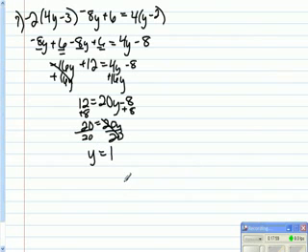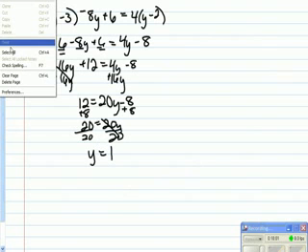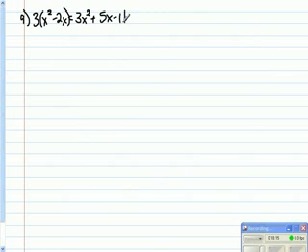Alright. Moving on to number 9. 3 times x squared minus 2x equals 3x squared plus 5x minus 11. Again, distribute. 3 times x squared is 3x squared. 3 times negative 2x is negative 6x. Bring everything else down.